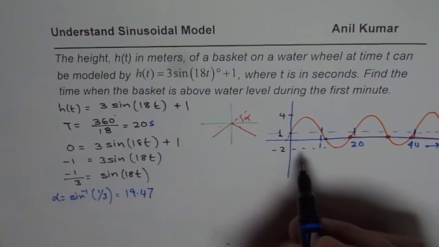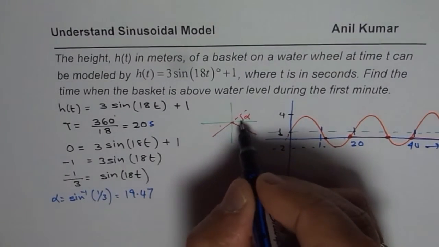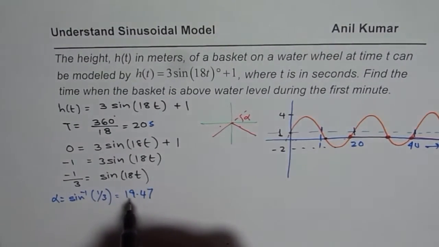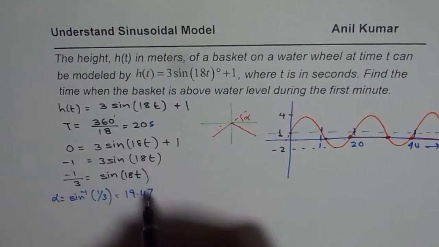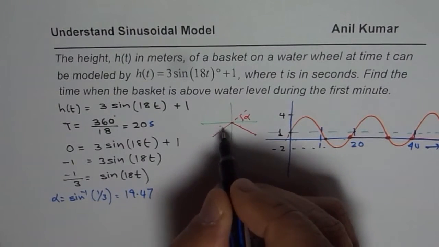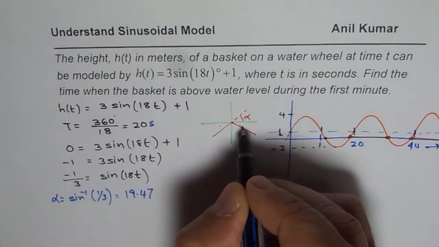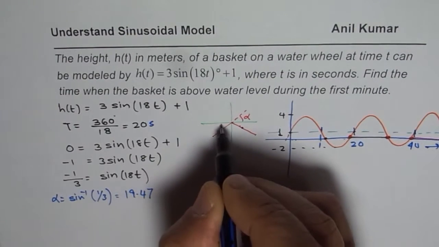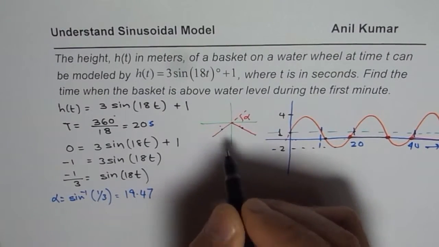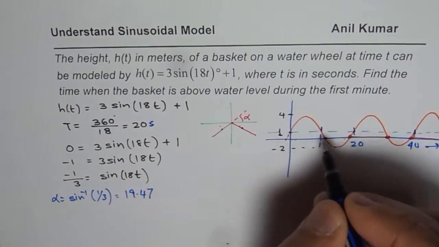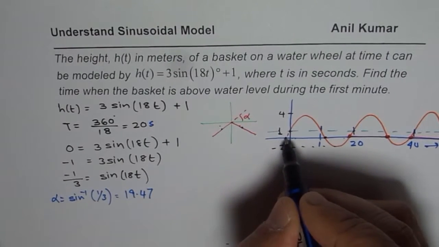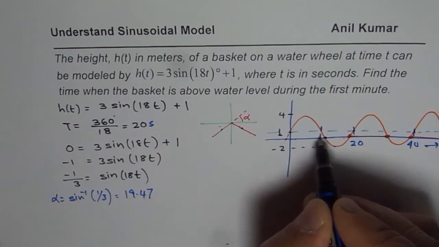But for us, the angle will be, so that is 1 cycle, right? So for us, these angles will be 360 minus 19.47, that is this position, and 180 plus 19.47 is that position, correct? So we have two principal angles, since you can see two angles. So these are the two positions for us, correct?